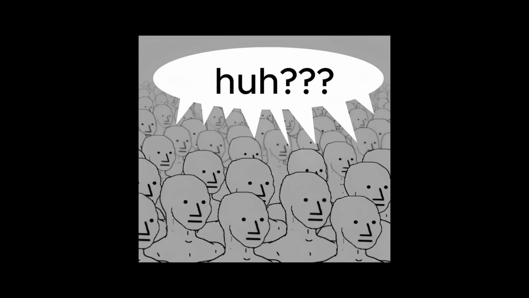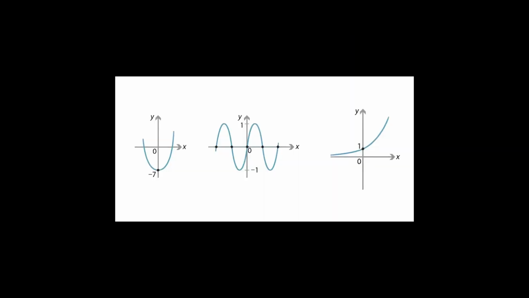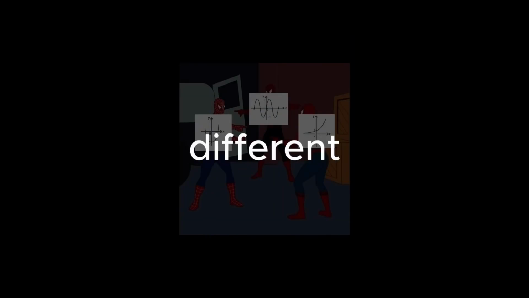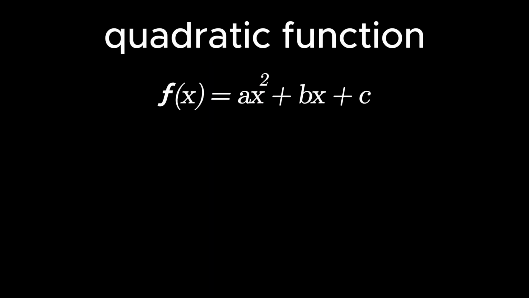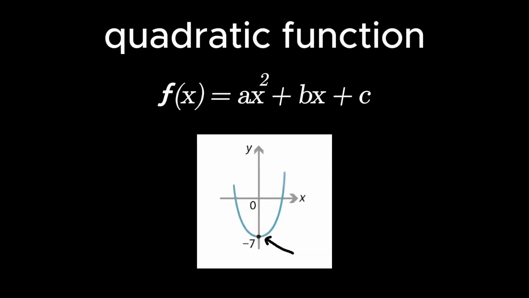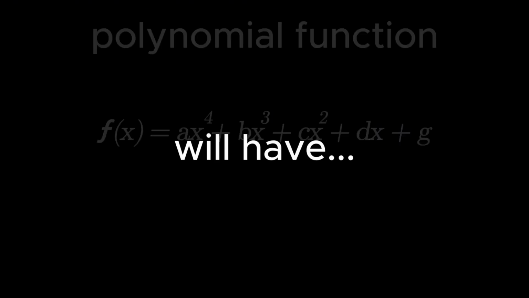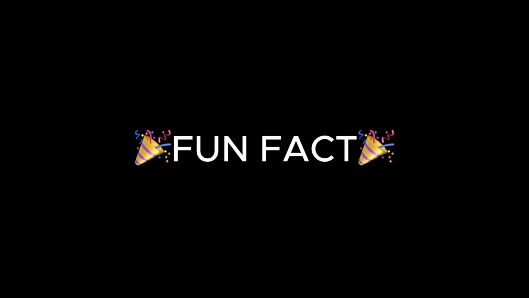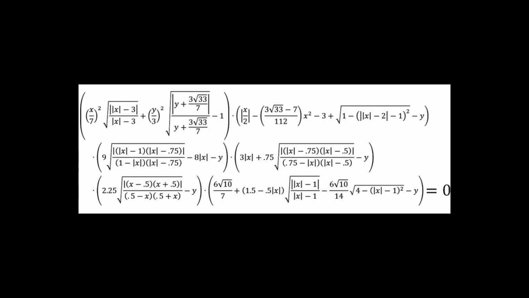One thing many people confuse is that while these three lines might look similar, they are vastly different. The function of a quadratic equation will always have one turning point where it either turns up or down, whereas the function of a polynomial equation will have multiple turning points. Fun fact, the more variables you have in a function, the more of these points you'll have. Not so fun fact, this means a line can look like this.